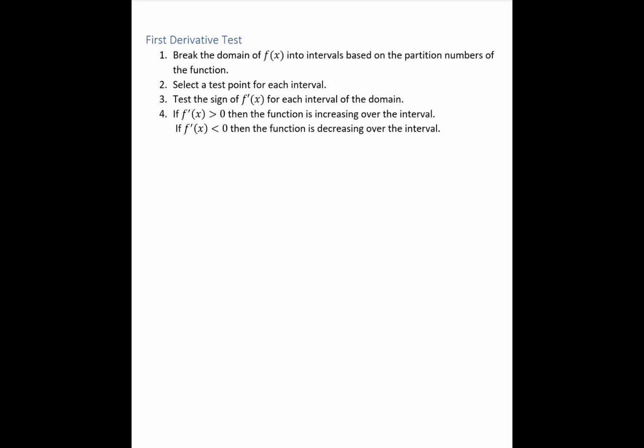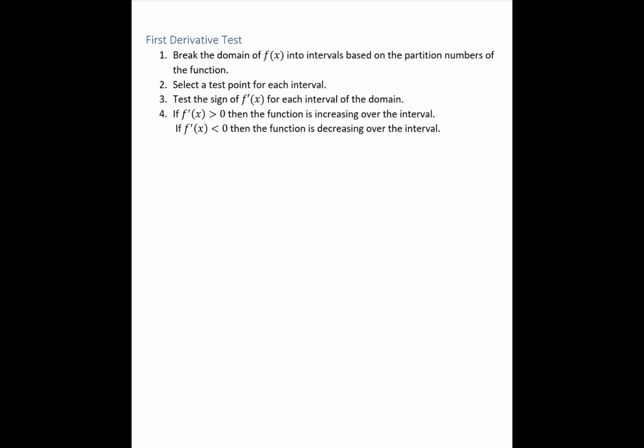So the first derivative test gives us a step for finding out increasing, decreasing intervals of a function. The first step is to break the domain of f of x into intervals based on the partition numbers of the function. Then in each of the intervals, you're going to pick a test point. Now, I don't really mean point like x, y, I just mean a test value. So you're going to pick some number in that interval and use it to test. And what you're going to test is the sign of the derivative. So you're going to take that number, you're going to plug it into the derivative, but you only care about the sign. So you don't really care what number it is, you just care, is that number positive or negative?